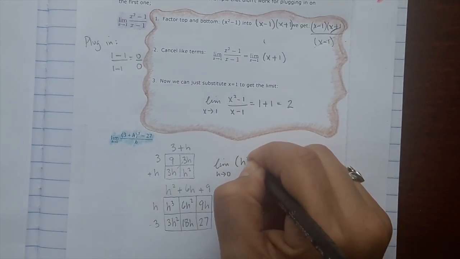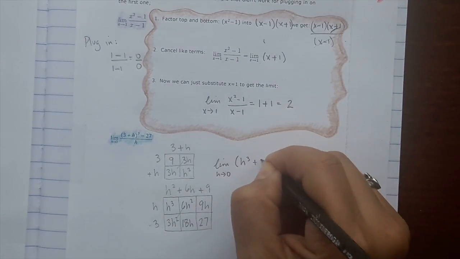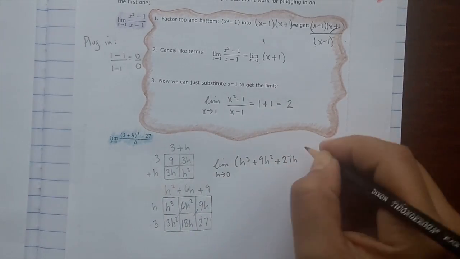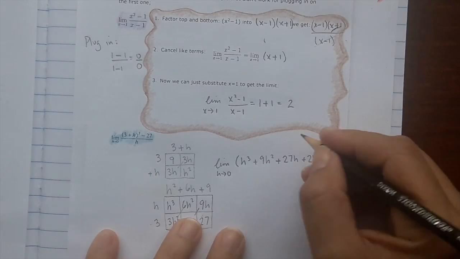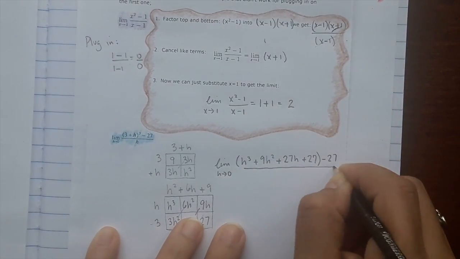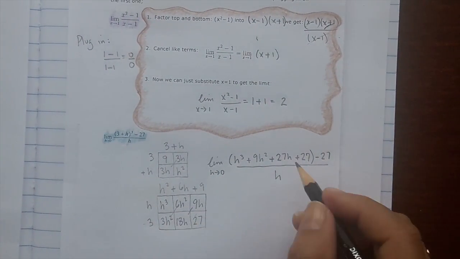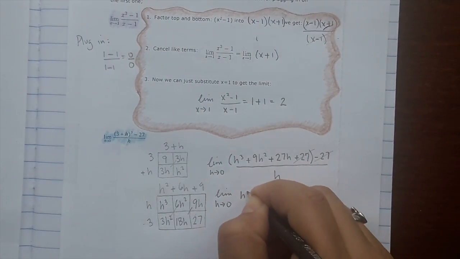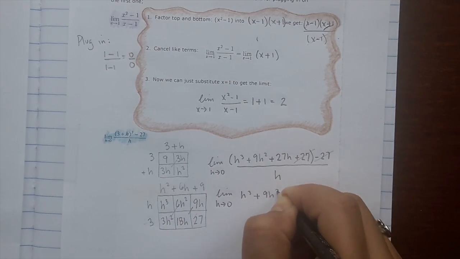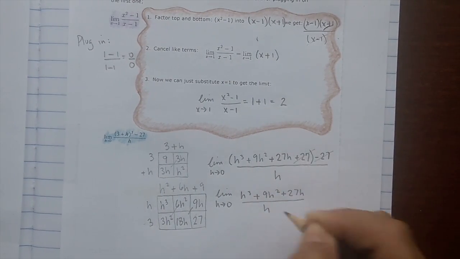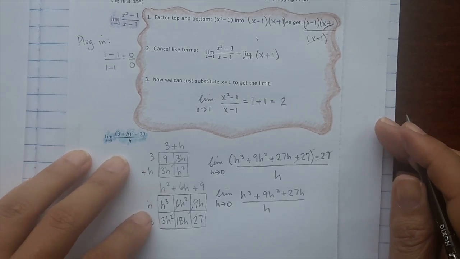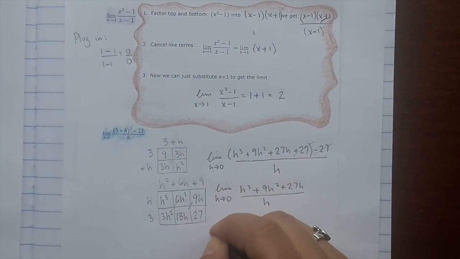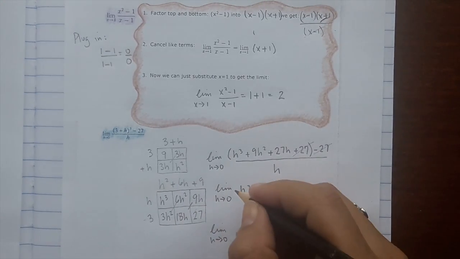So the limit of h cubed, and then that's going to be 9h squared. That's going to be 27h and plus 27. Then remember that's just expanding that, so minus 27 all over h. So that 27 is going to cancel with the other 27, because 27 minus 27 is 0. So all I'm going to have is what I'm writing down now, all over h. Then what can I do? I can factor out h. When I factor out h, what do I have left?